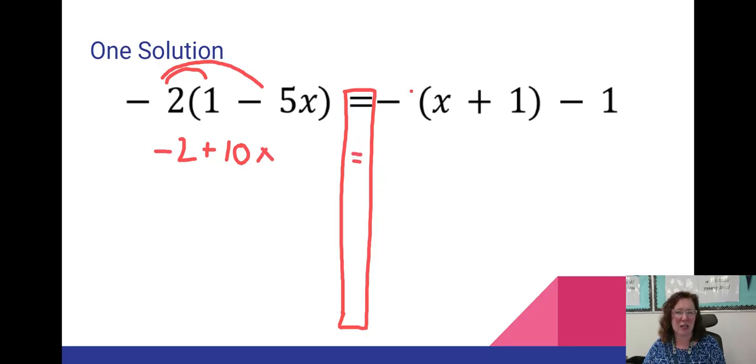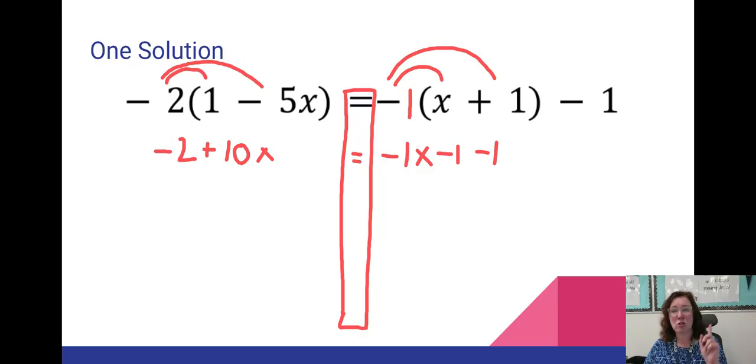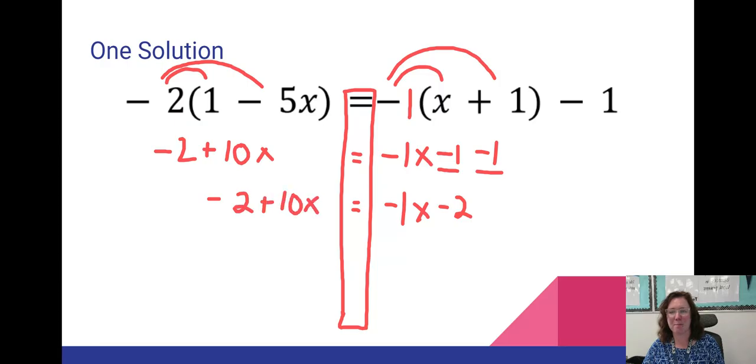Now this is a little tricky. There's an invisible 1 right here. So it's negative 1 times x is negative 1x, and negative 1 times positive 1 is negative 1. And then I also just write minus 1 at the end. It's not in the parentheses, so I don't distribute. So I did distribute on each side. Now I check if I can combine like terms. And on this side I can. It's a negative 1 minus 1. So now I have negative 1x minus 2 on this side. And on the other side it stays the same. There's nothing I can combine.